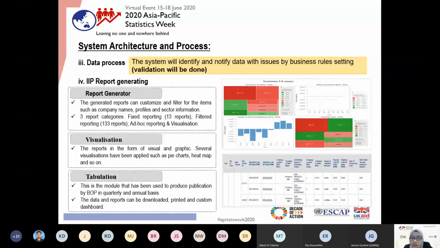For tabulation, this is the module that has been used to produce publications by BOP on a quarterly and annual basis. And then the data and reports can be downloaded, printed, and customized into a dashboard from this system.